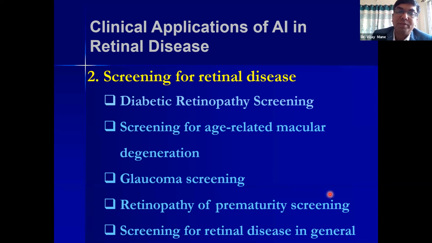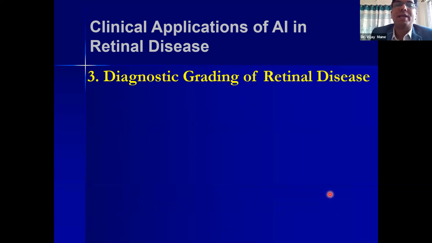In general means what? Just develop an AI algorithm in such a way that you give an input eye image and it will detect what type of disease this image has. Although it looks like a very challenging or very great task, definitely there is scope for detecting disease in general. Diagnostic grading is very important for a particular disease.